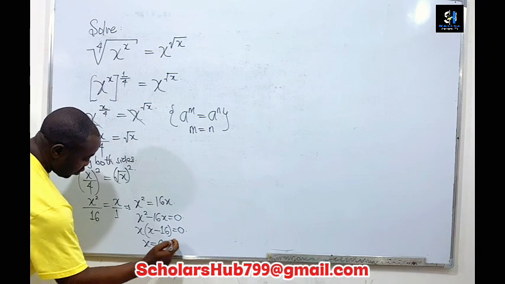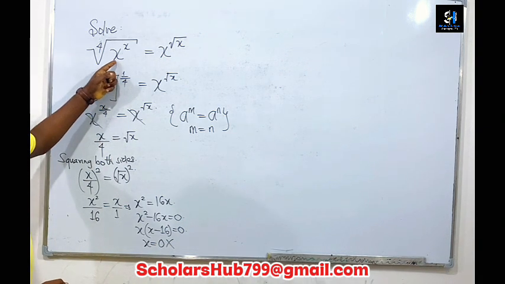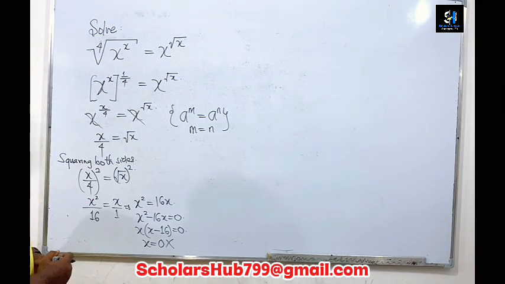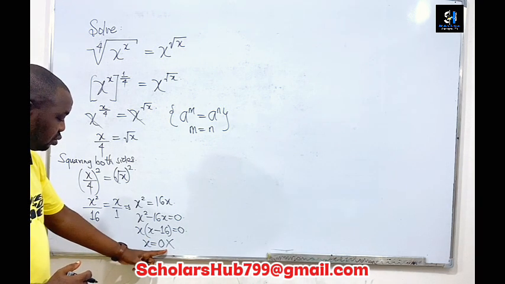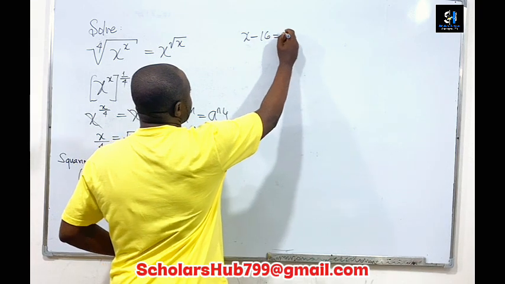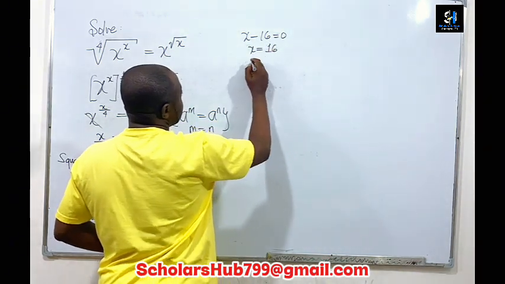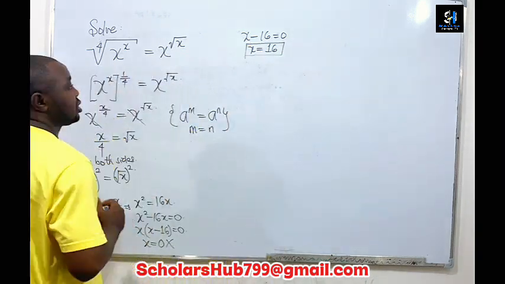x equals 0 will be rejected because if we put the value of x into the original question, it will not satisfy the equation. So x equals 0 is not a solution. But x minus 16 equals 0, we have x equals 16. So the value of x is 16.